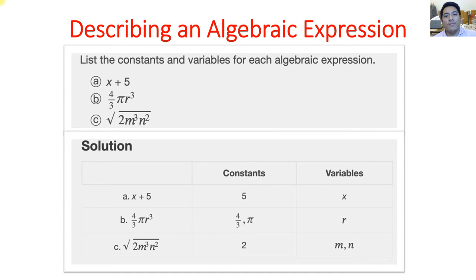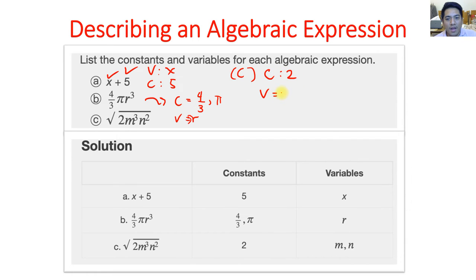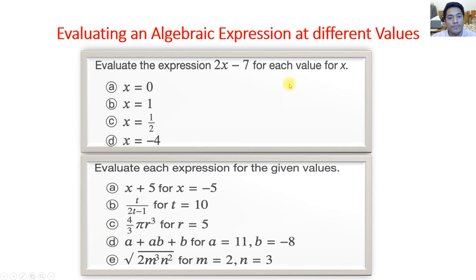So, list the constants and variables for each algebraic expression. We have x plus 5. We know that the variable is x and the constant is 5. For 4/3 pi r cubed, the constants are 4/3 and pi, of course, that's still a constant, and the variable is r. For letter C, we have square root of 2m cubed n squared. The constant is 2, and the variables are m and n. Okay? So these are the variables and the constants in our expressions.